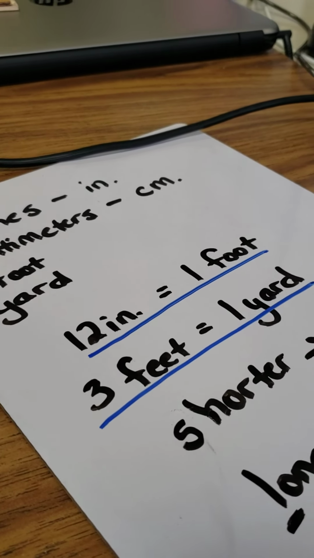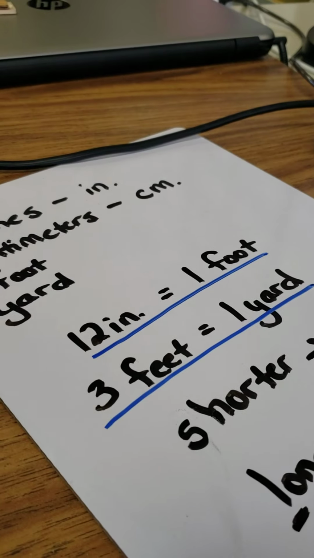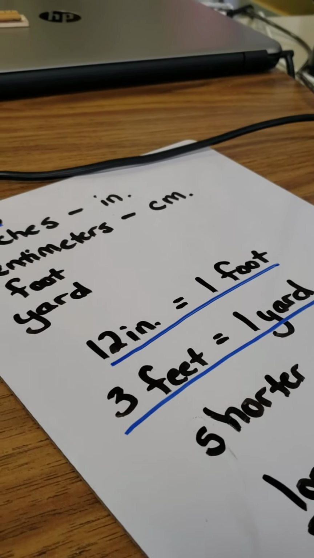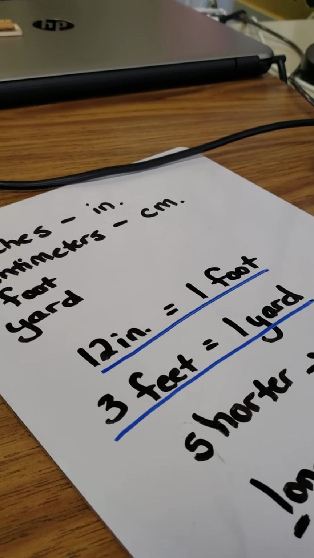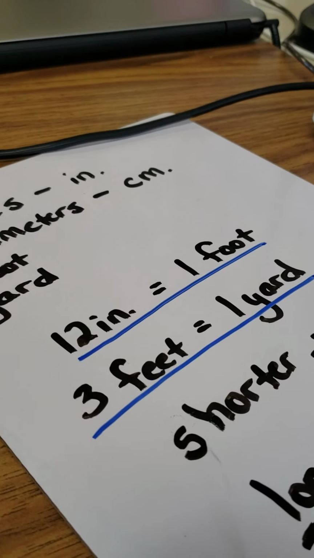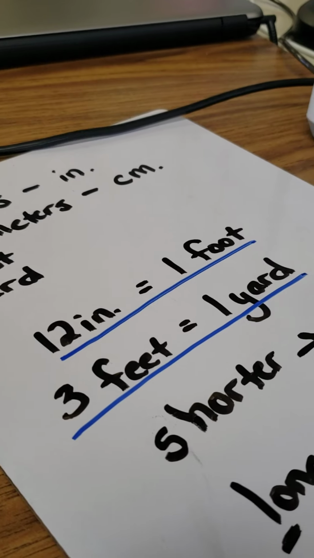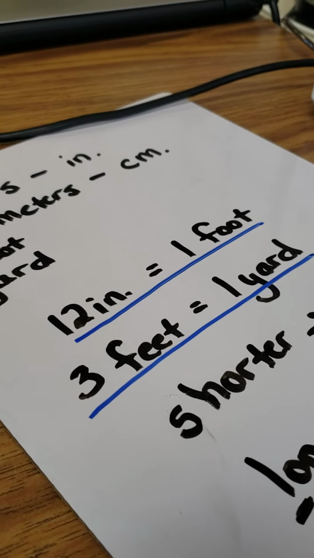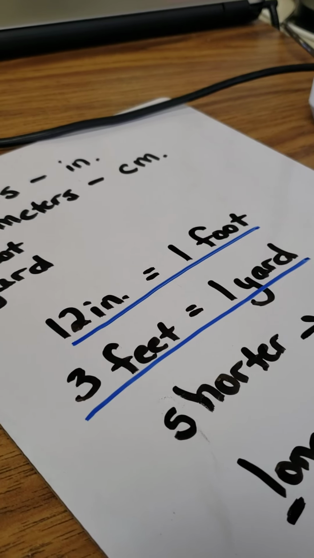But then remember, we looked at that really big, long yardstick. And when I lined up a couple of rulers on that yardstick, it took me 3 of them. And 1 ruler is 1 foot. So if I take 3 rulers, that is 3 feet in 1 yard.